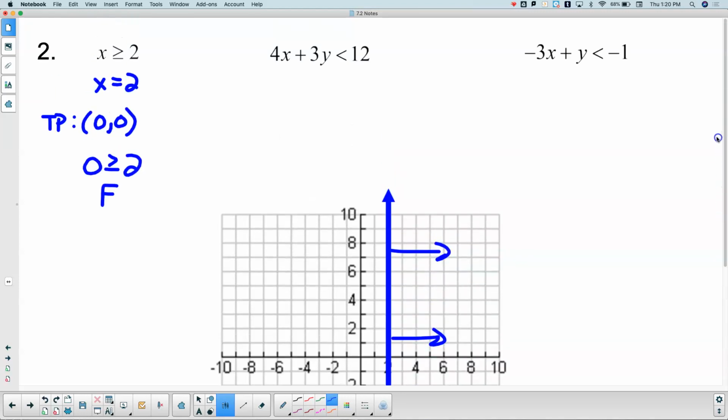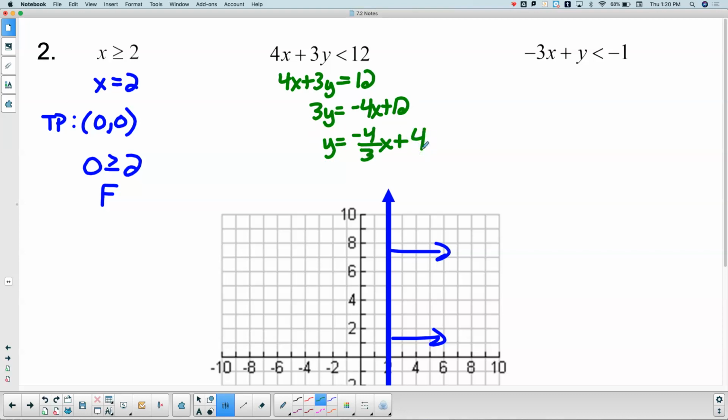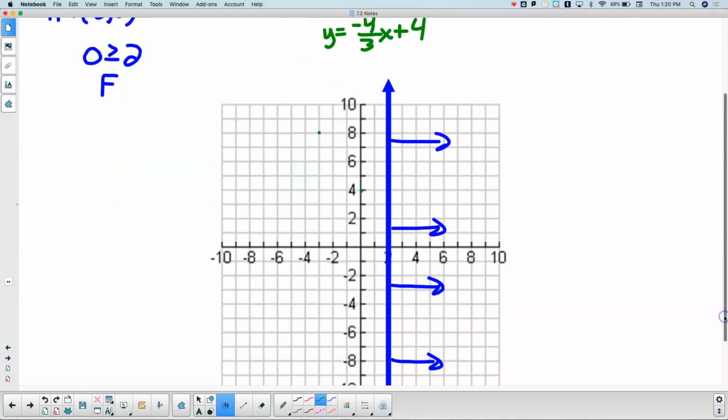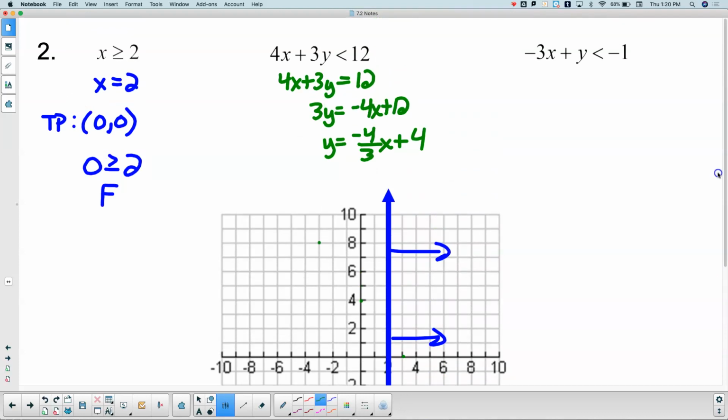Then I move to the second line, or the second inequality, I should say. I'm going to treat it like 4x plus 3y equals 12. So 3y equals negative 4x plus 12. So y is going to equal negative 4/3 x plus 4. That has a y-intercept of positive 4. Down 4 and right 3. This one is going to be a dashed line.